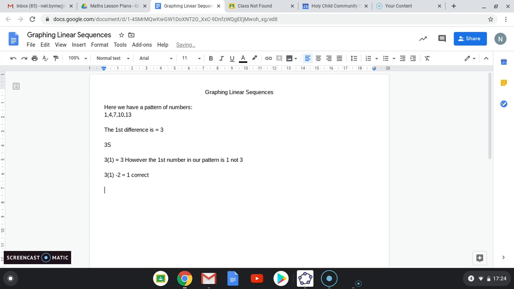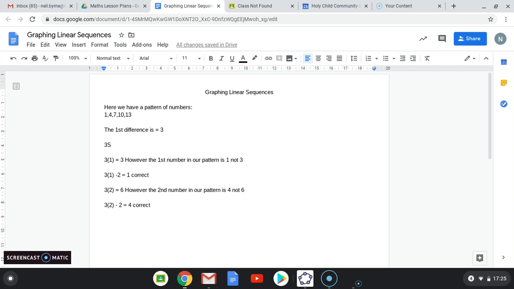Now let's look at the second stage, 3 times 2. Well, that's equal to 6. However, the second number in our pattern is 4, not 6. So we're seeing the same thing again. 3 times 2 minus 2 is equal to 4, which is correct.